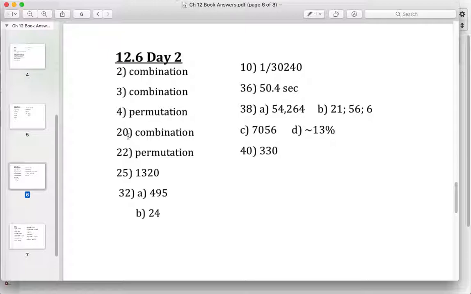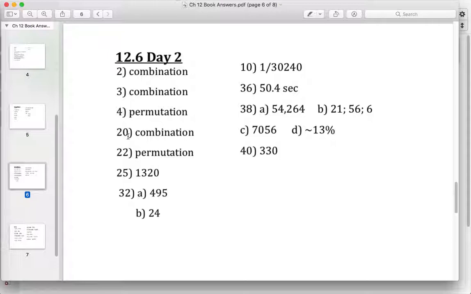36 was 50.4 seconds. 38A was 54,264. B, first part was 21, then 56, then 6. C, 7,056. And D, there was about a 13% chance. Question 40, 330. So, like I said, circle any ones you'd like to ask a question about when I'm back.